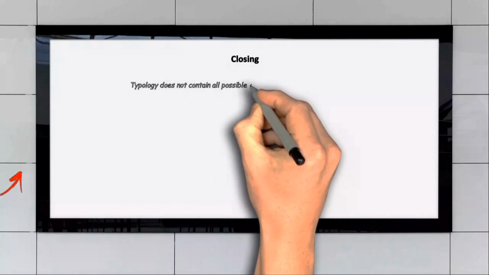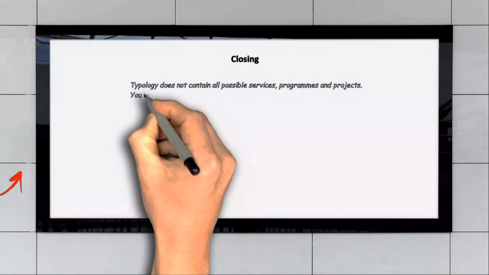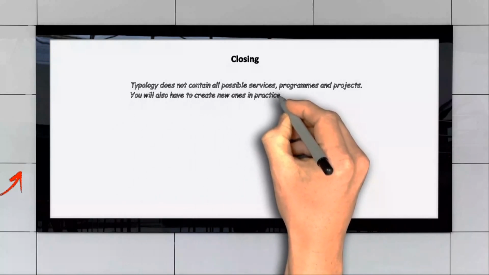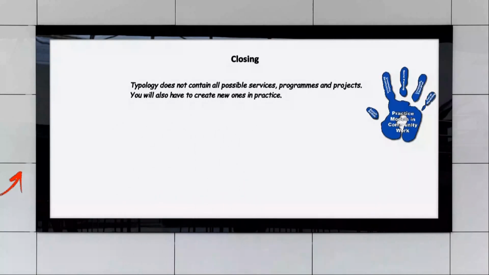And finally, it should first be noted that the typology does not contain all possible services, programs and projects. It, hopefully, does provide you with some ideas for the type of interventions that you could choose. Secondly, both the categories and the potential projects are not mutually exclusive. They could, therefore, be combined in various ways in order to deal with the unique circumstances and impediments of each community.